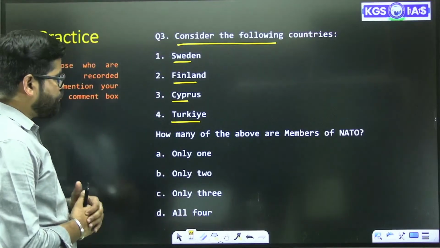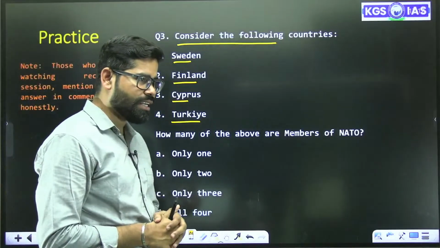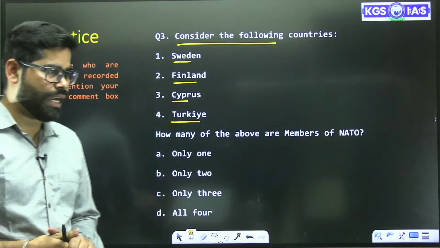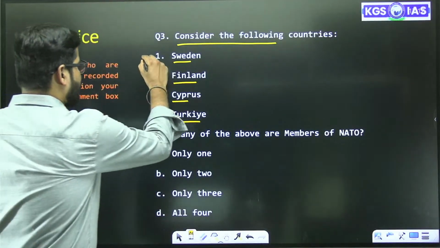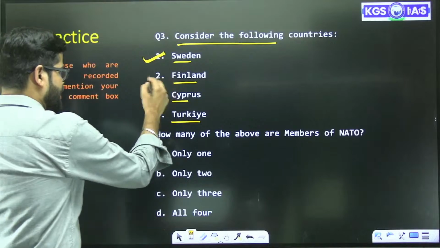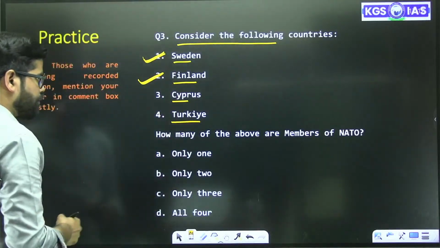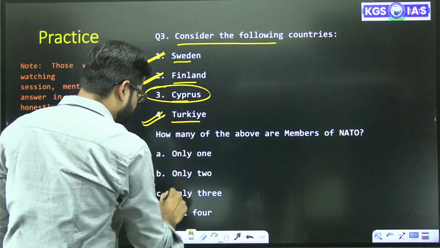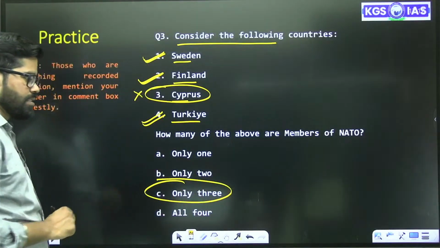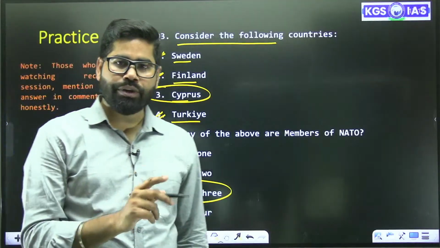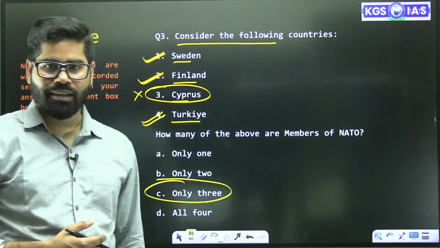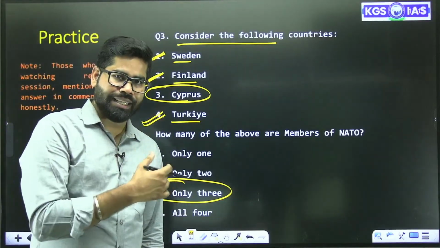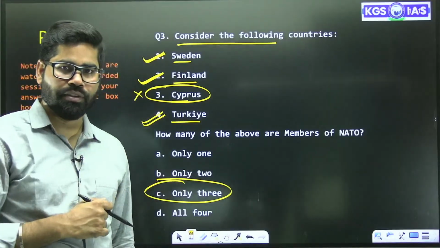So yes, if we look at this, what is the answer? C option or all 4? See, look at this. Sweden is there, it has recently become part of it. Finland has also become part of it. Cyprus is not a part of this. Turkey is part of it. So only 3 will be the correct answer. Cyprus is not part of NATO. The other 3 countries are part of NATO.